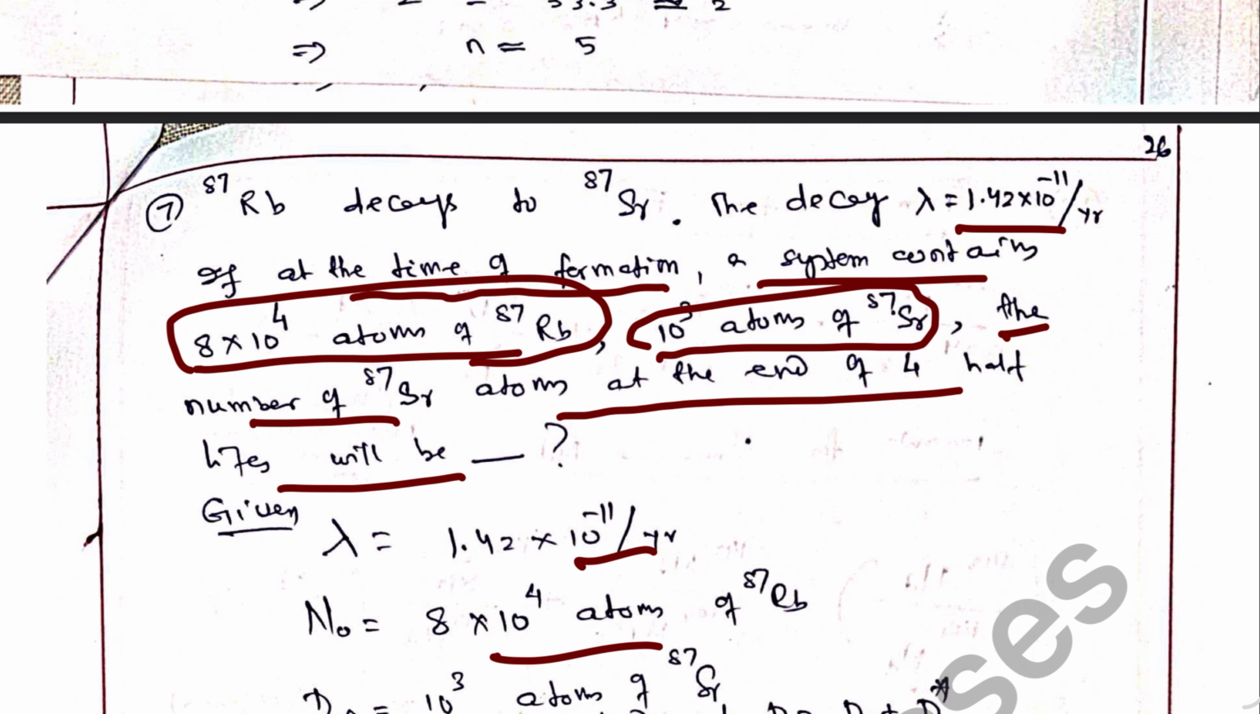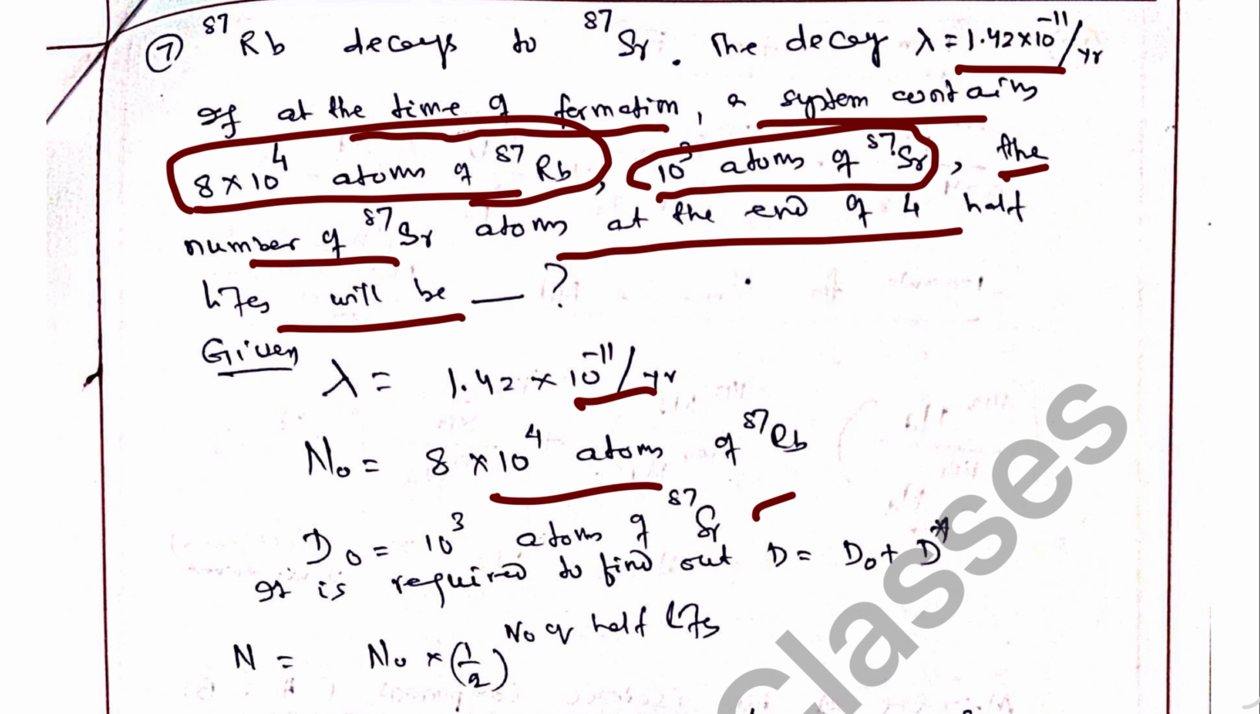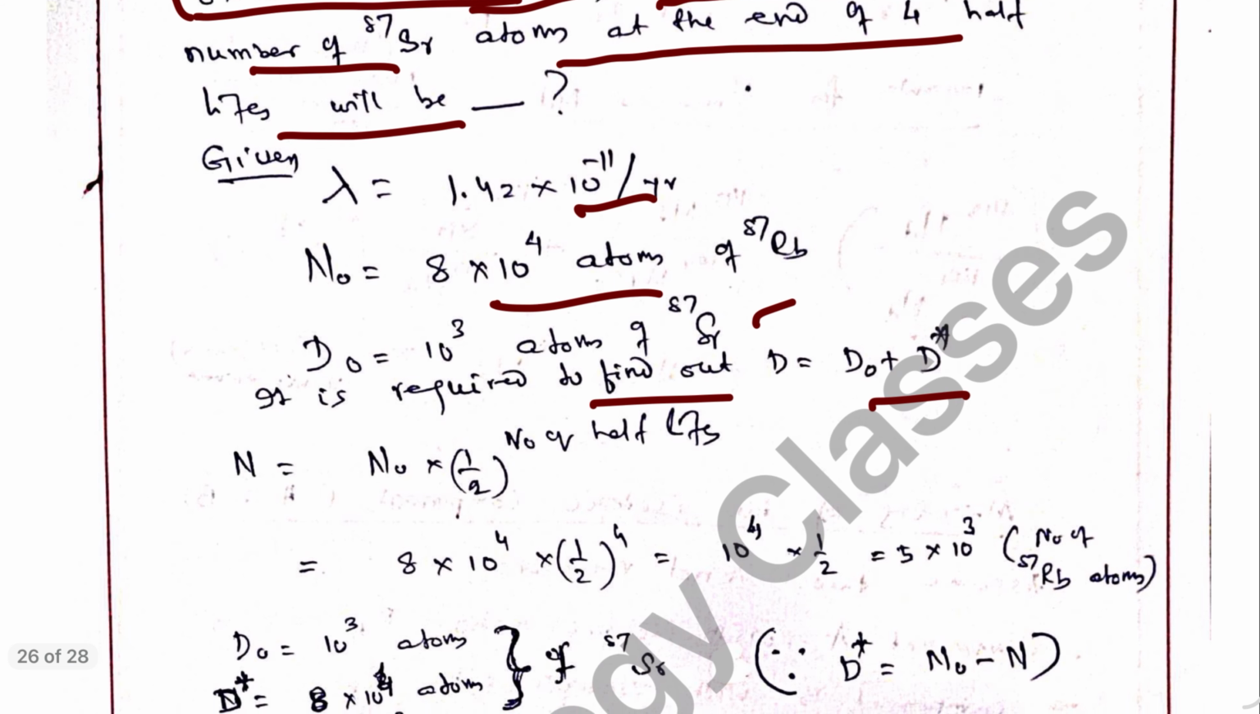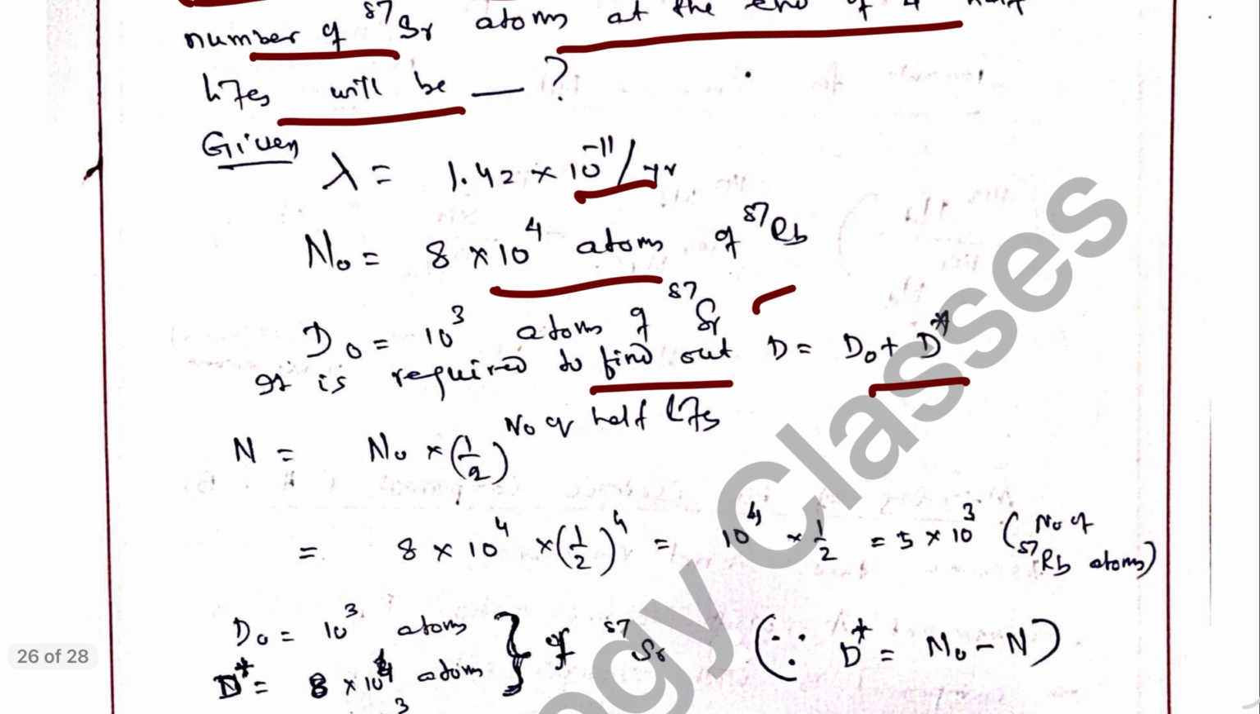Lambda is given, N0 is given, D0 is given. It is required to find out D, which is D0 plus D. So N is equal to N0 into half to the power number of half-lives. N0 is known.